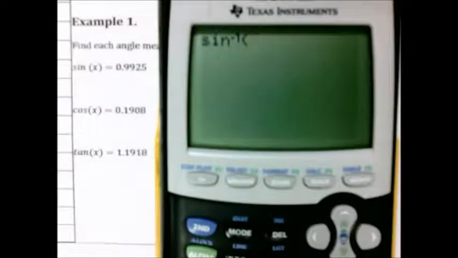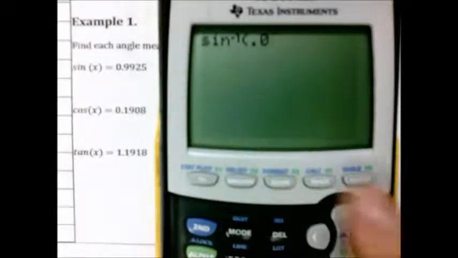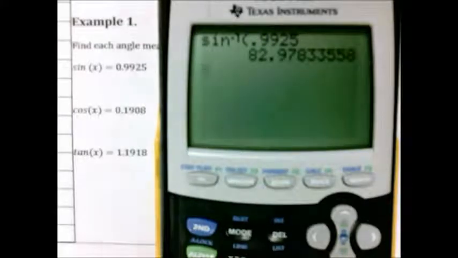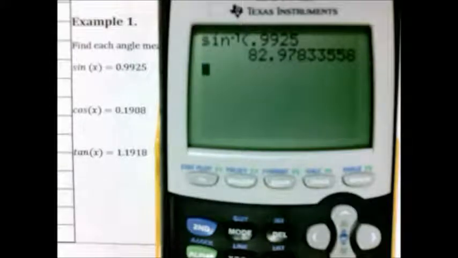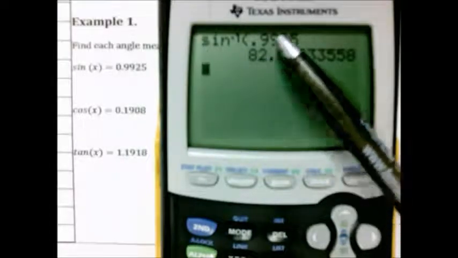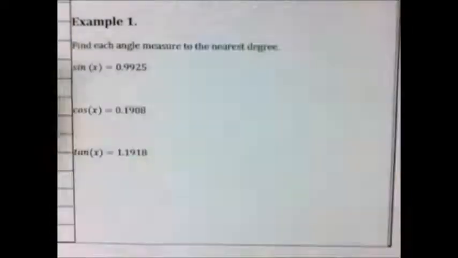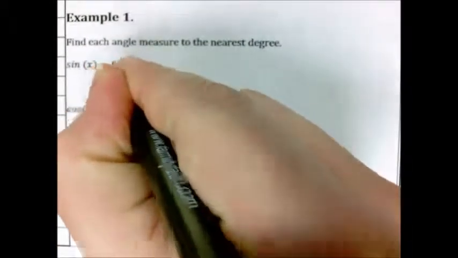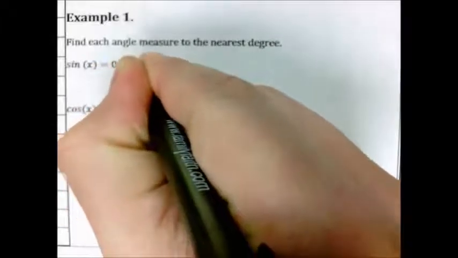Then type in 0.9925, press enter, and we see that we get this number. That is the measure of the angle we're looking for. Now it says to round to the nearest degree. This 9 is going to round that 2 up, which means that x is equal to 83 degrees.